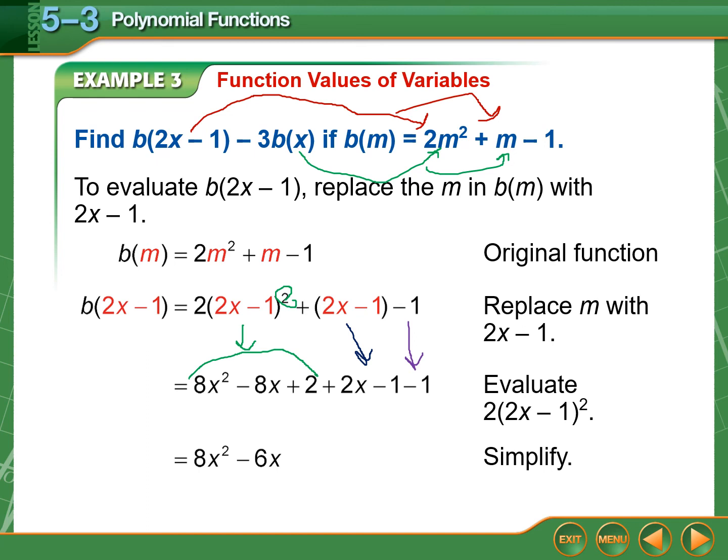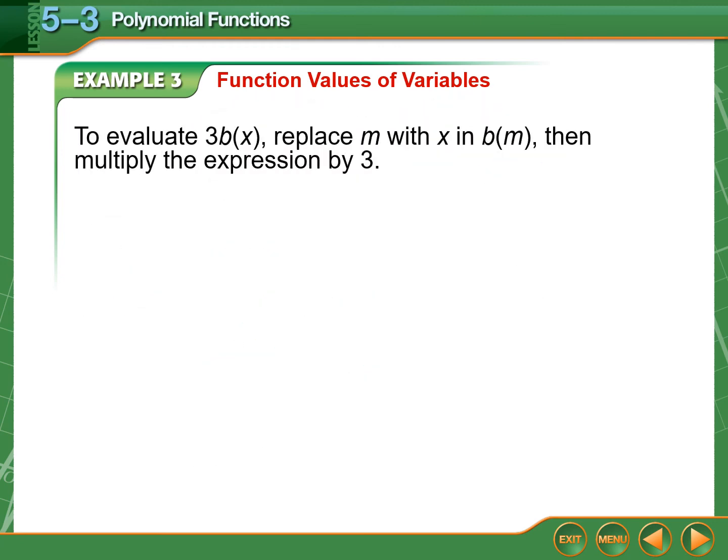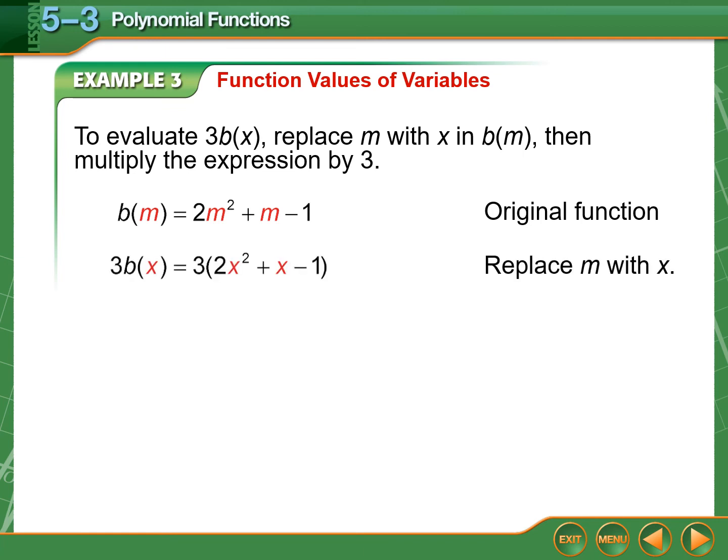Now we're not done. That's just the first half of the problem. Now we've got to go do the second half. 3b of x. And notice they didn't do the minus right away. So just hang on to that minus. We'll deal with that at the end. And you're going to replace x everywhere you see an m. There's your original function, 2m squared plus m minus 1. Plug in an x every time you see m. And after that's all done, then you multiply. Remember, order of operations. Deal with the parentheses first. Nothing else we can do. Now we distribute. So we end up with 6x squared plus 3x minus 3.